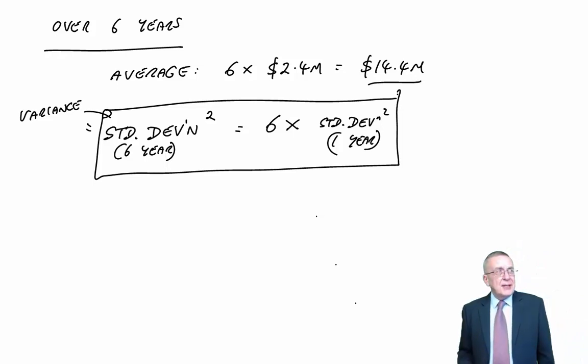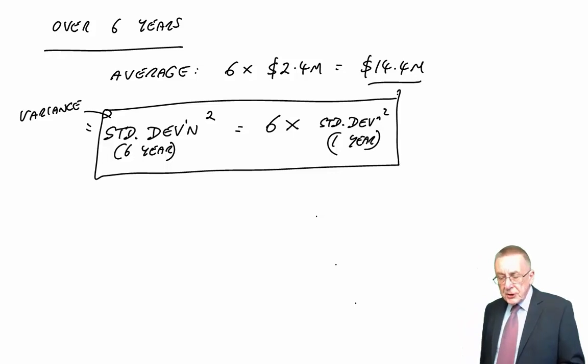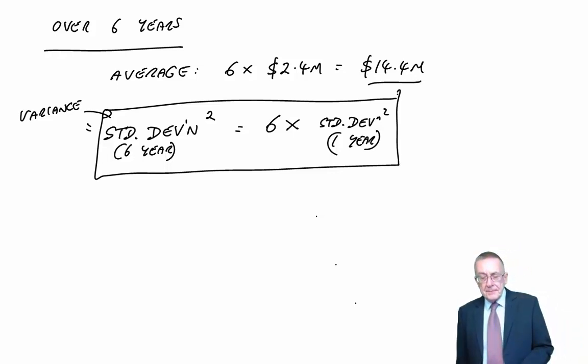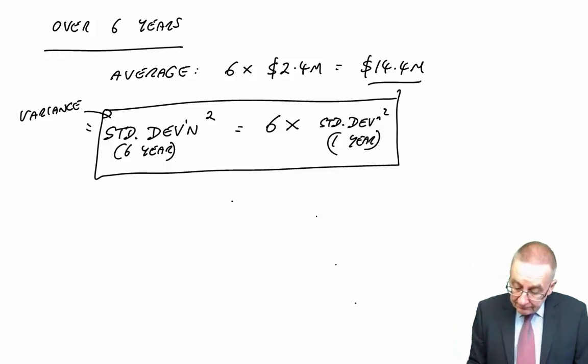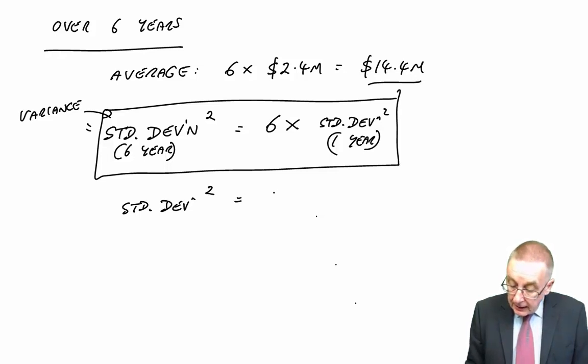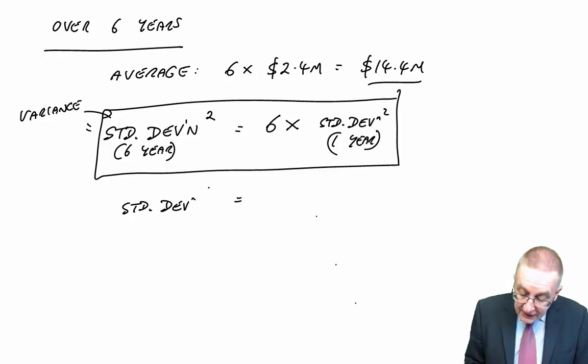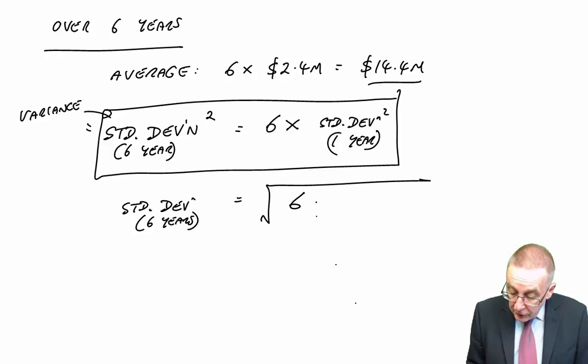I think in the exam it was over 5 years, no problem. The total deviation squared is 5 times the 1-year deviation squared. Which is what? Standard deviation squared, I beg your pardon, I've written it. It's 6 times standard deviation squared. The standard deviation, therefore, over 6 years is going to be the square root of that.